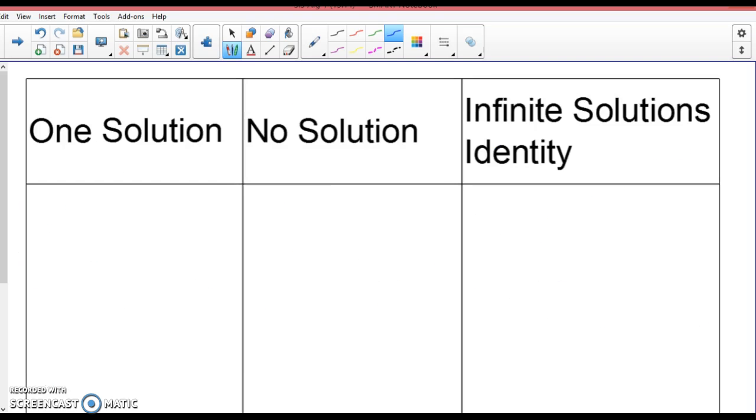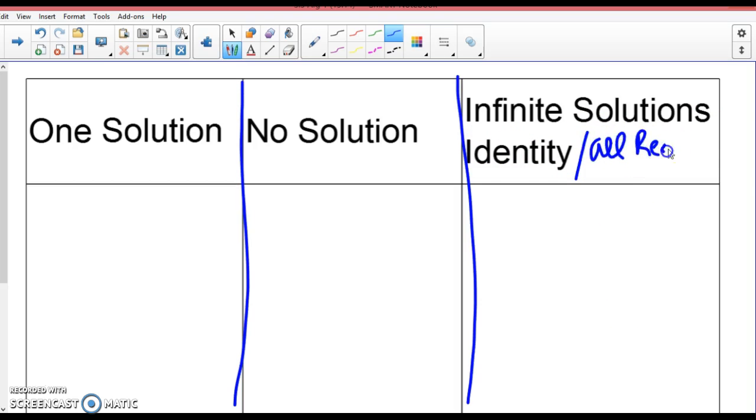All right. I want you to turn your paper sideways, the A and C, and just, if I was drawing this, I would just cut it into thirds like that and write across the top. One solution, no solution, infinite solutions, identity, and I'm going to put also a slash, all real numbers. Write those three things across the top.